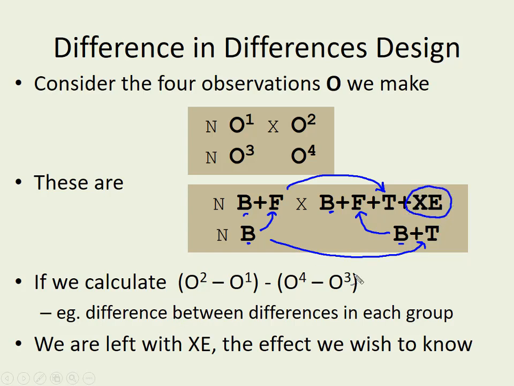And it turns out if you work out this sum, which is O2 minus O1, the difference in the treatment group, minus O4 minus O3, which is the difference in the control group, the improvement in the control group, if you just subtract those differences, you end up with just XE. Do the algebra yourself if you want. This minus this means the F cancels out, and the B cancels out. This minus this just leaves you with T. So when you subtract them, you just end up with XE. Working that out gives you exactly XE, which is very nice.